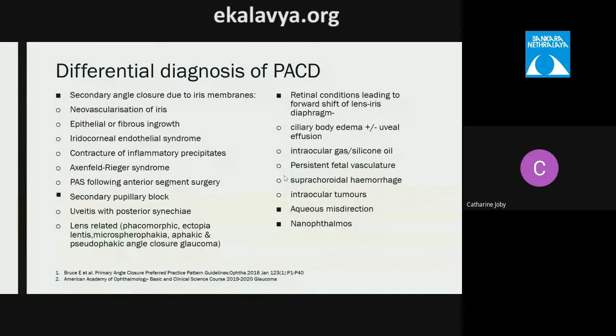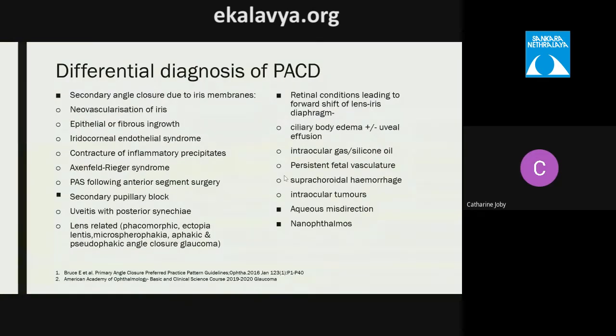Coming to the differential diagnosis of primary angle closure disease. Secondary angle closure due to iris membranes, as in neovascularization of the iris, epithelial downgrowth or fibrous ingrowth, iridocorneal endothelial syndrome, contracture of inflammatory membranes, axenfeld-Rieger syndrome, peripheral anterior synechiae following anterior segment surgery. And secondary pupillary block due to uveitis with posterior synechiae or lens-related causes, which include phacomorphic glaucoma, ectopia lentis, microspherophakia, aphakic and pseudophakic angle closure glaucoma.